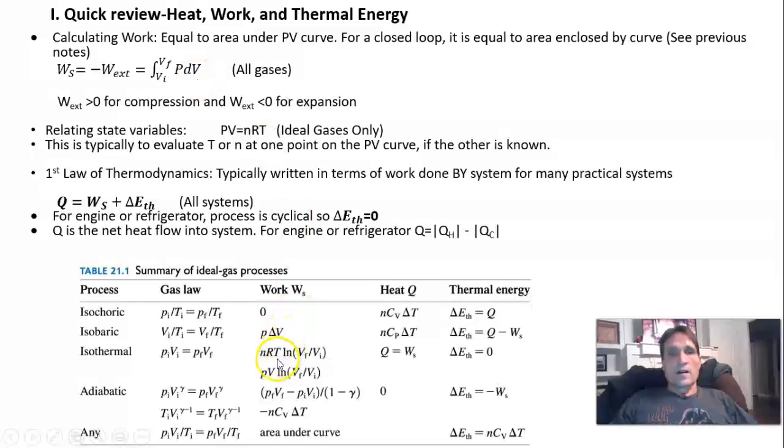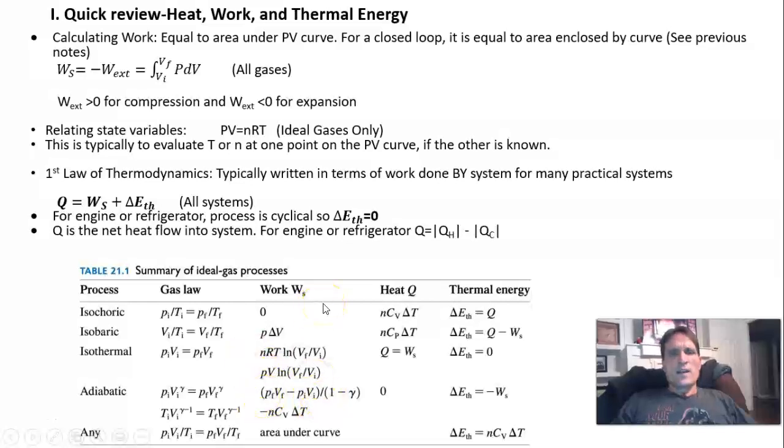Isothermal, constant temperature. We derived that in the last chapter, right? For P, you put in P is equal to nRT over V. You put that in the integral. You integrate that, and you get this equation for the work for isothermal. So for adiabatic, Q is 0.